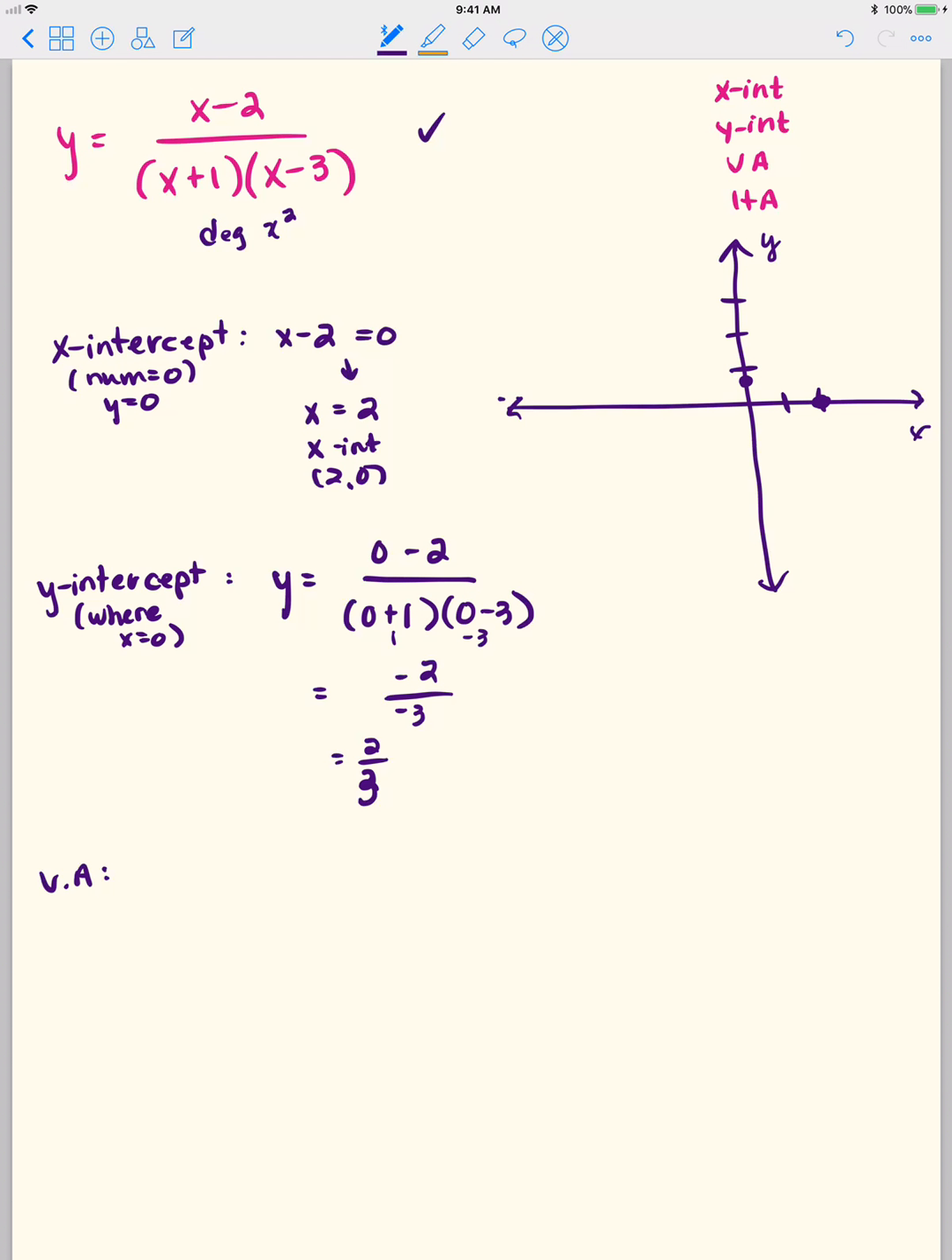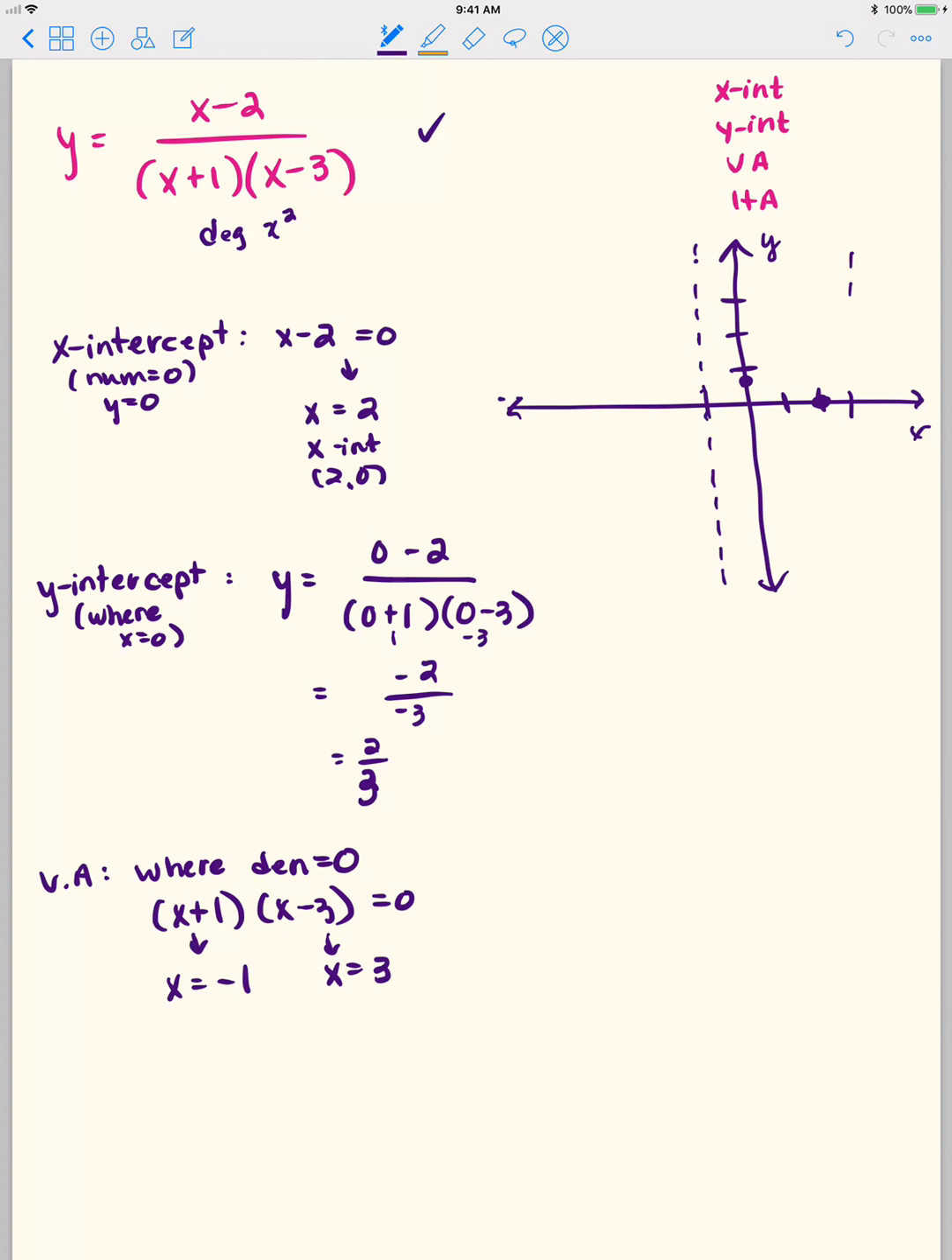Any vertical asymptotes are going to be seen where the denominator equals 0. Since it's already in factored form, x plus 1, x minus 3, you just set each of those equal to 0. So we have an x value at negative 1 and an x value at 3. Those are going to be areas where the function is undefined. They are not in the domain of the function, and at negative 1 and at positive 3, we have a vertical asymptote. So I'll put those on the graph.